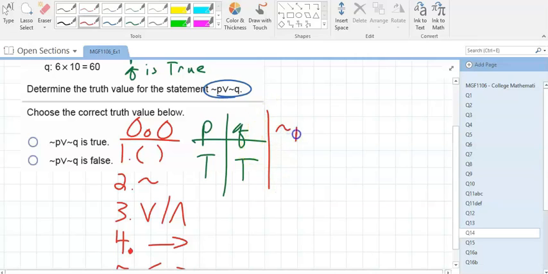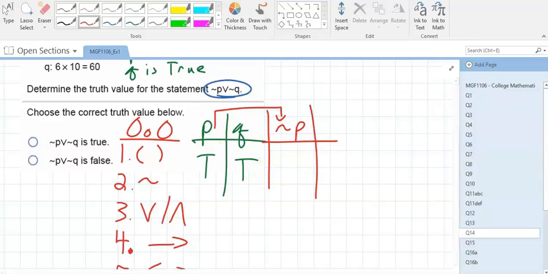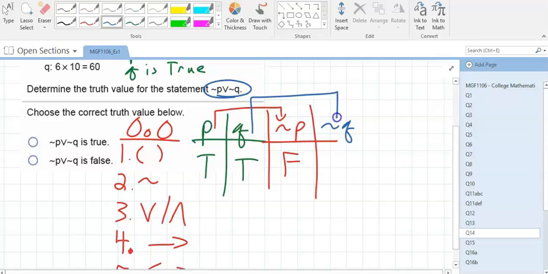So we have a negation P. What does a negation do to a truth value? It turns it to its opposite. So in this case, it becomes false. And then we also have a negation Q, right? So it takes the Q column and turns it to its opposite. What's the opposite of true? False. So there's our negations taken care of. And now we move on to our next step. Do I have any ands or ors? Yes.